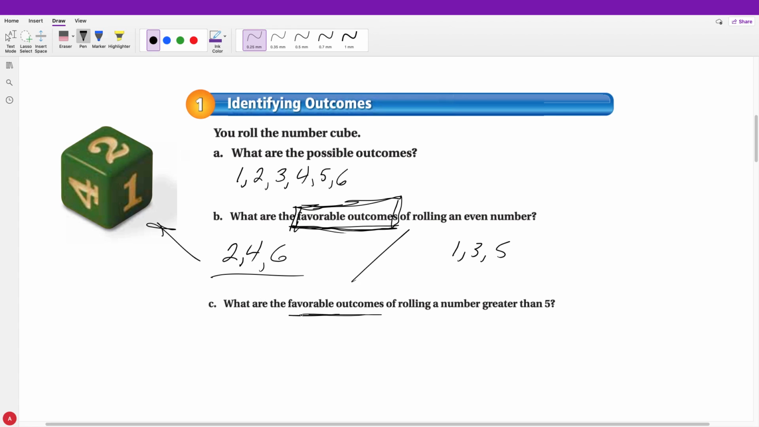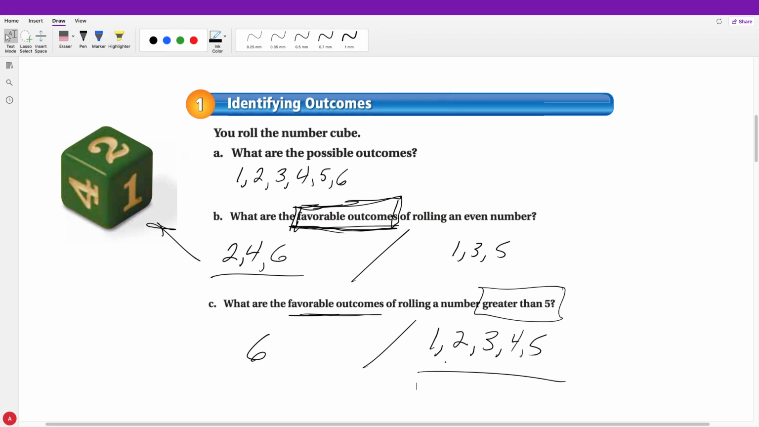So for the next question, it says, what are the favorable outcomes of rolling a number greater than 5? So once again, you might be playing your friend and you might have won and rolled a whole bunch of evens in a row and you keep winning. So you say, okay, let's make this so you can win once. I'll do anything greater than 5, I win. Anything 5 or less, you win then. So what are your favorable outcomes of winning? Well, you only have one chance of winning this time, and that is a 6. And that means 1, 2, 3, 4, and 5 would be the non-favorable outcomes where your friend would win.